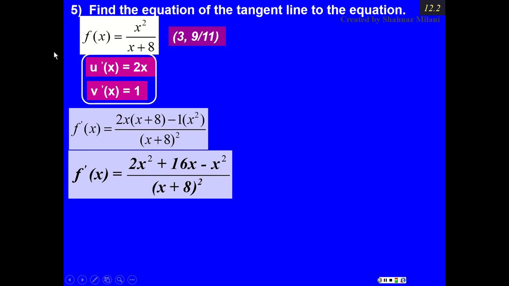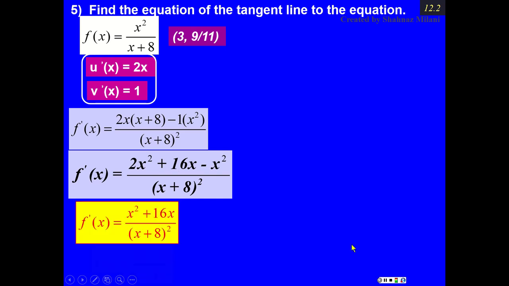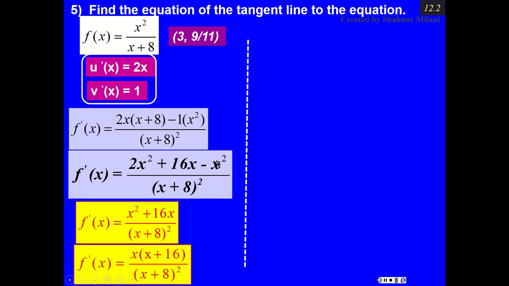Now, clean up. 2x to exponent 2 minus x to exponent 2 becomes x to exponent 2, then plus 16x. You do have a GCF in the numerator, which is x. I factor the x out. I cannot reduce anything, and that is my derivative. In this problem, I don't mind if you leave it like this. Now, I do have the derivative.